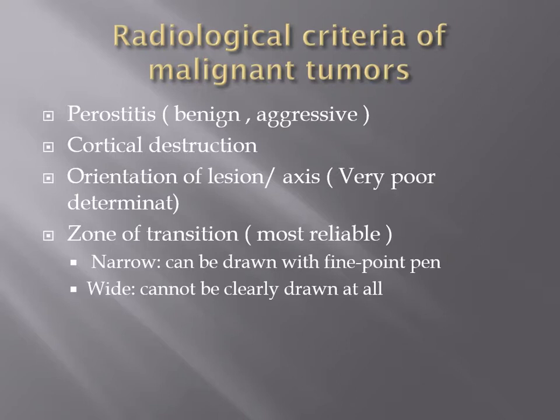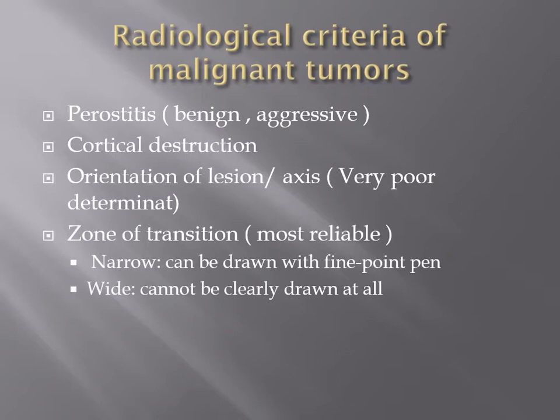The author divides the radiological criteria of the malignant, or as we said the aggressive, tumors into periostitis or periosteal reaction, and we all know, as we mentioned before, there are benign and aggressive patterns. There is cortical destruction, although sometimes we said a benign lesion can have some cortical disruption or interruption. Orientation of the lesion or the axis is very poorly determined. For example, lymphoma will grow with the axis, so this is totally not dependable.